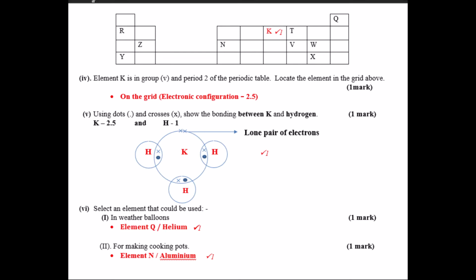Going ahead to part 4, you're supposed to identify the position of K: group 5, period 2. As indicated there, it is immediately before element T. That is electron configuration 2,5.